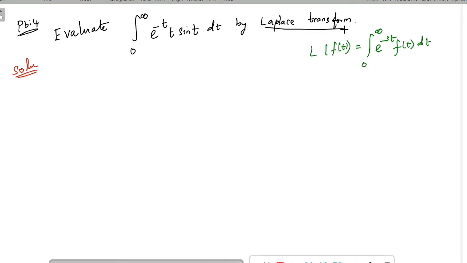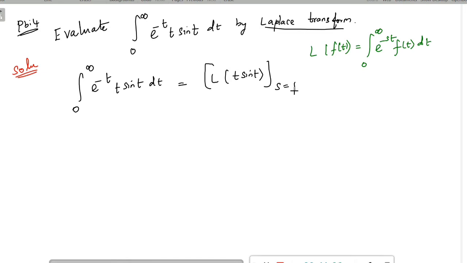Here we know the standard formula for the Laplace transform: L of f of t equals the integral from 0 to infinity of e power minus st f of t dt. Try to compare the formula with the given question. From that you can identify this is nothing but L of t sin t. After that you have to substitute s equal to 1.